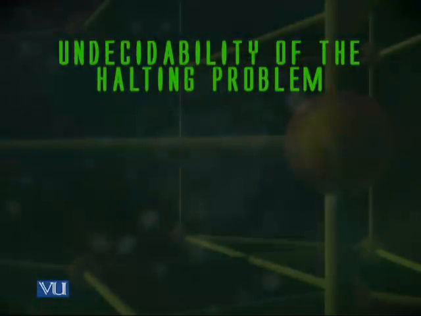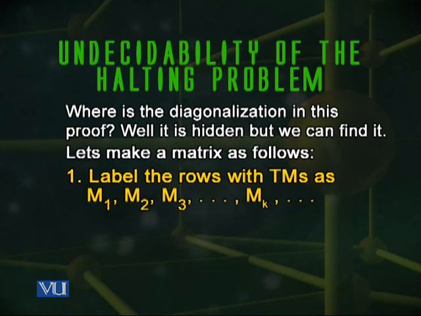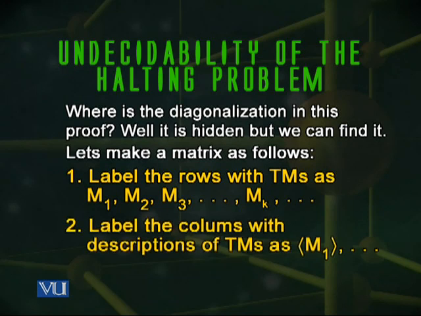It's not very clear, but we can find out that all we are doing in this proof is diagonalization. Where is the diagonalization in this proof? Well, it is hidden, but we can find it. Let's make a matrix as follows. Let's label the rows of an infinite matrix by Turing machines, M1, M2, M3, and so on. Let's label the columns of this matrix by descriptions of these Turing machines. So we put the description of the first machine, label the first column with that, and the second machine, label the second column with that, and so on.